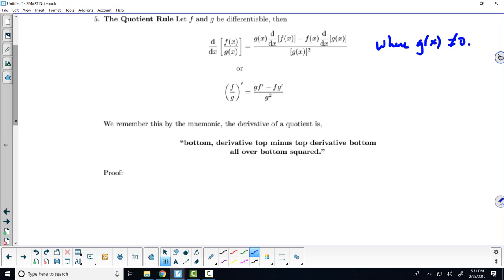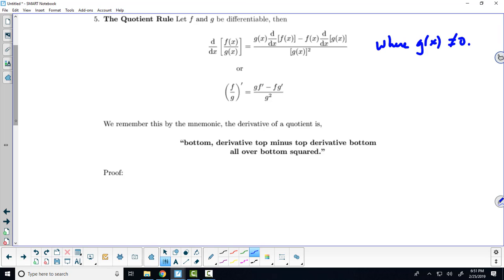So how do you do the derivative of the quotient? Okay. Well, here I've given you a little mnemonic. I say you take the bottom times the derivative of the top minus the top times the derivative of the bottom all over the bottom squared. That's a mnemonic to remember this.